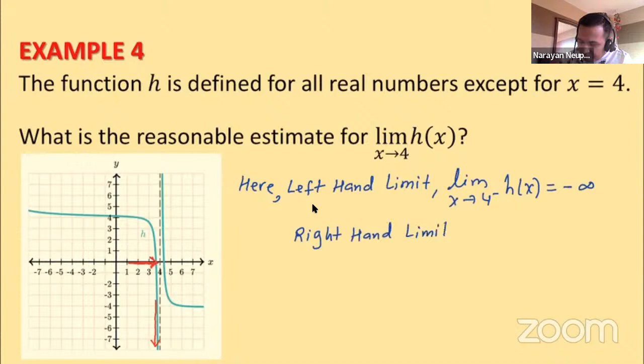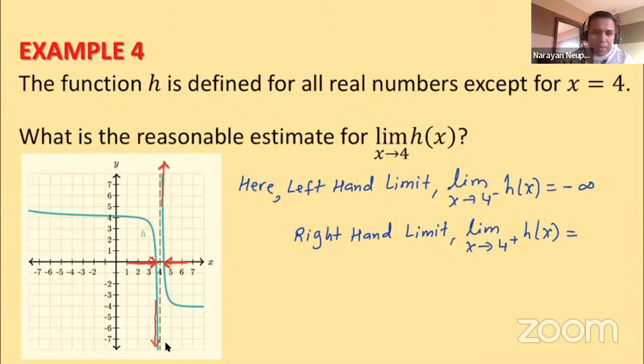Right-hand limit, that is, limit as x approaches 4 from the right. That means we are approaching from the values that are greater than 4. From the right, when we get closer and closer to 4, this function goes upward. It goes up all the way without touching that vertical line. It tries to go all the way to positive infinity.